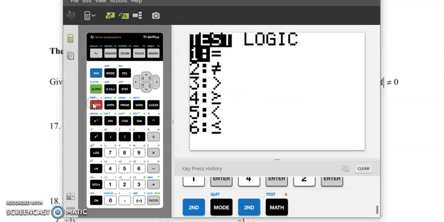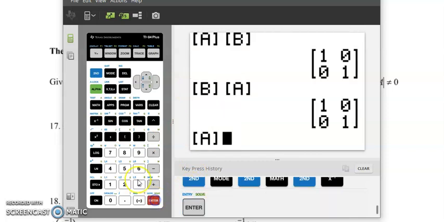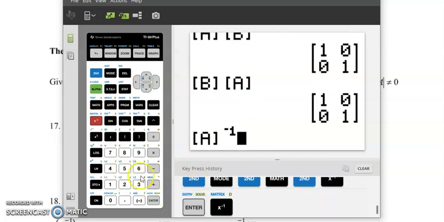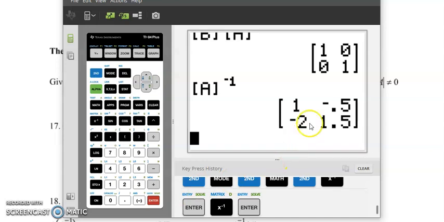We go to second matrix, pull out matrix A, and just hit the inverse symbol and enter, and you'll see that that's exactly what we just got by hand. The good news is we will be doing all of our matrices work with a calculator, so we could do this with the calculator.